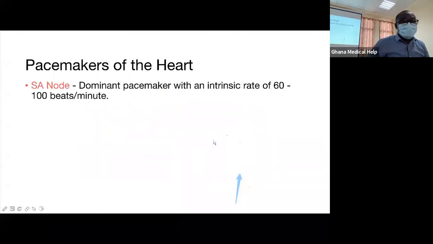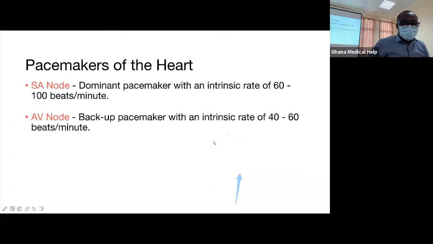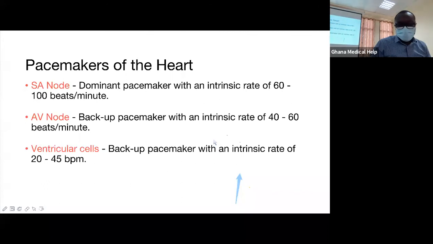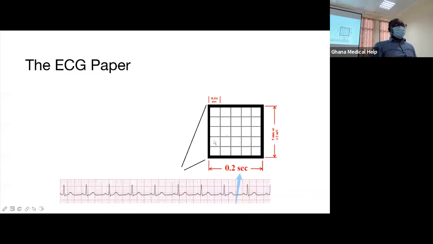Now we are going to look at the pacemakers of the heart, i.e. what makes the heart rhythm go. So we have the SA node, which is usually the dominant one. But mind you, the intrinsic properties of the heart is such that all the cells of the heart actually have that kind of ability to contract. So if the main man, the SA node, doesn't go on to contract, some of them can take over that automaticity. That's a property that we usually describe. So you have the AV node, which can usually fire between 40 to 60, and then the ventricular cells, like I've already mentioned. So let's look at the ECG paper.